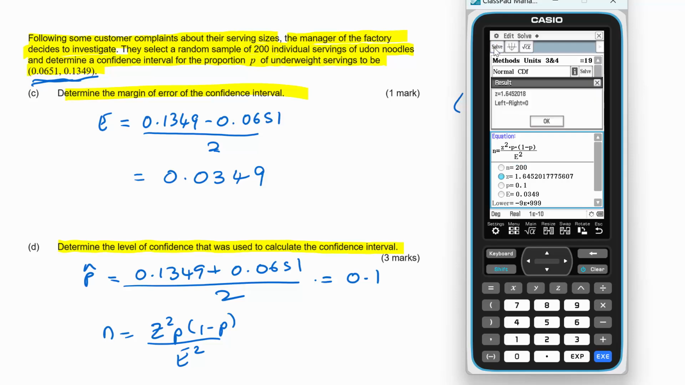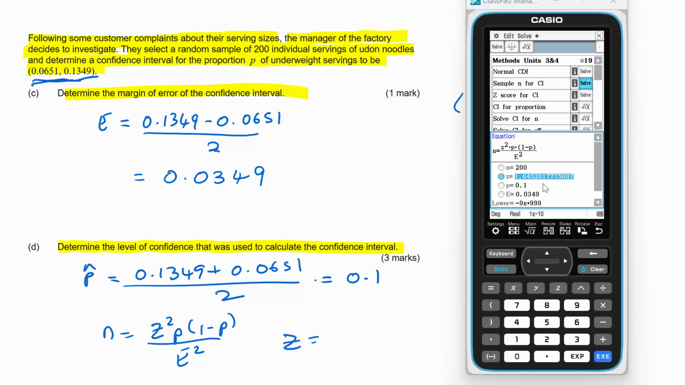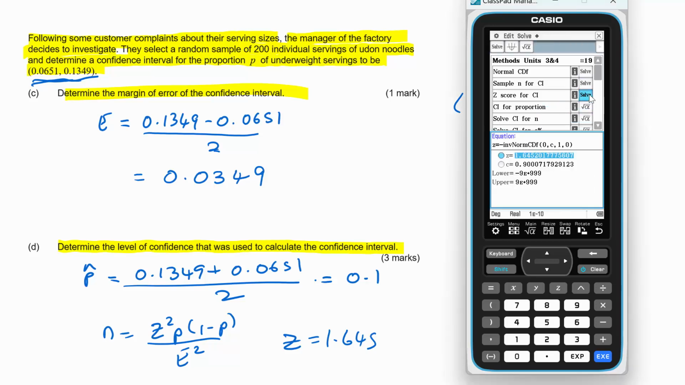And so if we solve that, we get 1.645 and so on. So that's our Z score, which is 1.645. If we then go to Z score for CI, that value is in there, and I've actually already solved this. So you just solve for the confidence level, 0.9000, which is 90%.